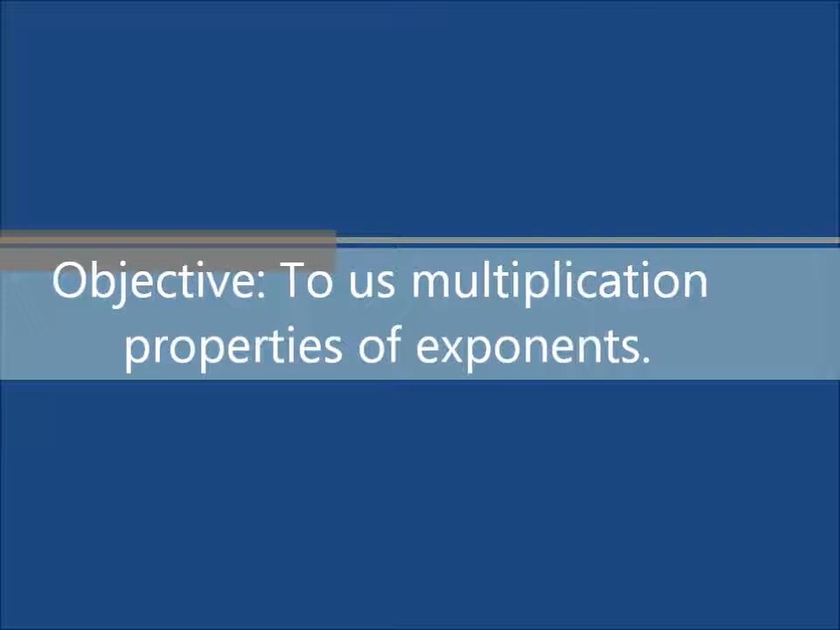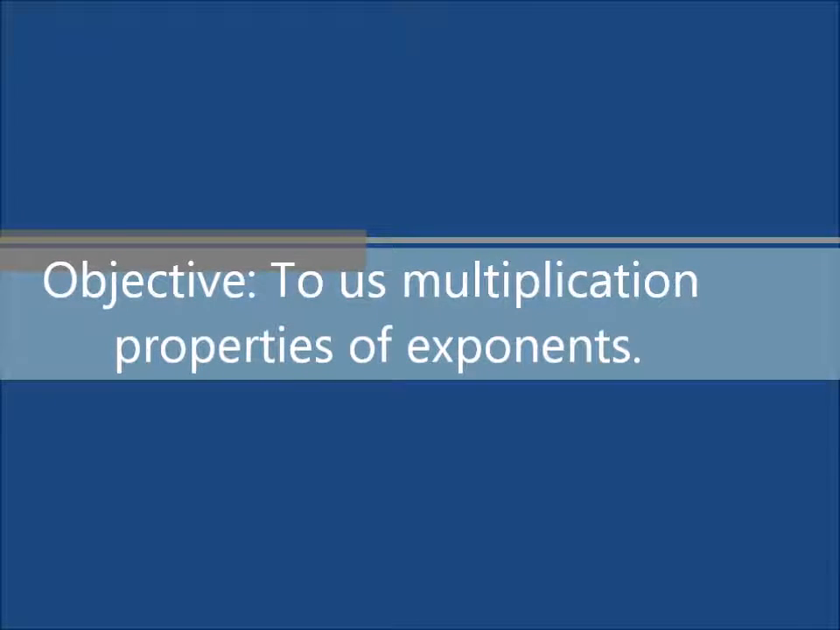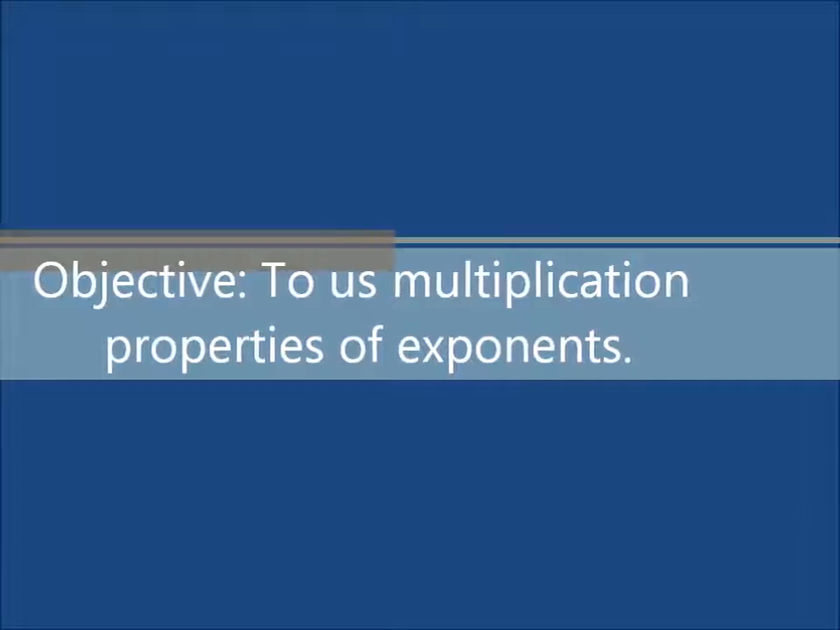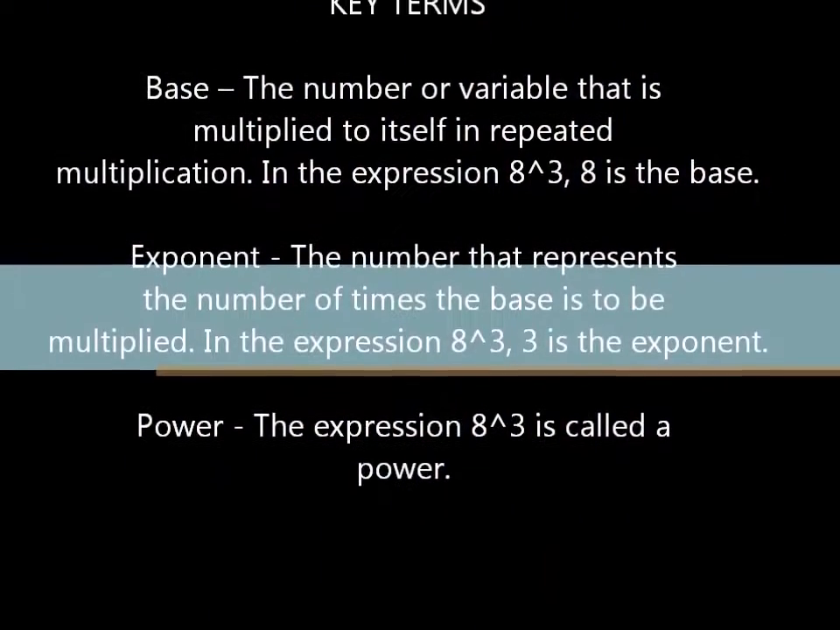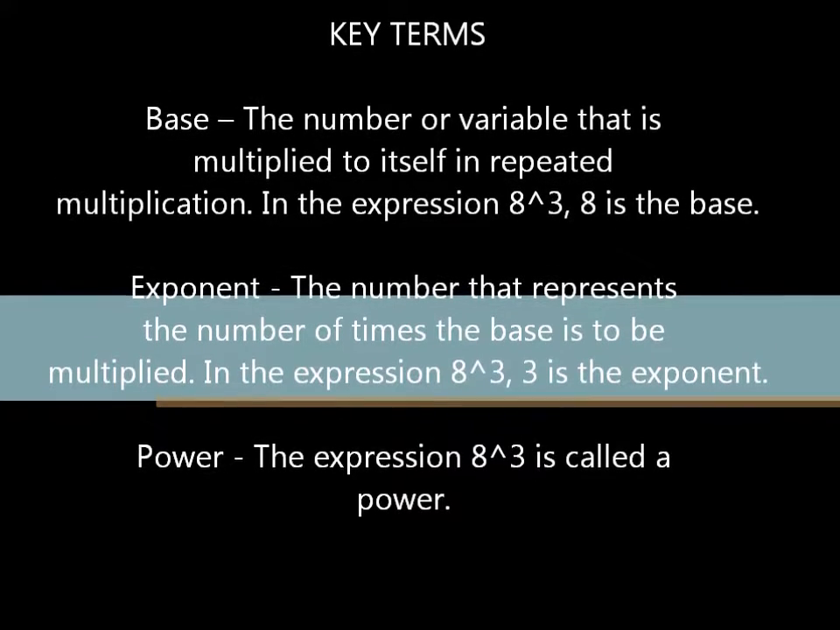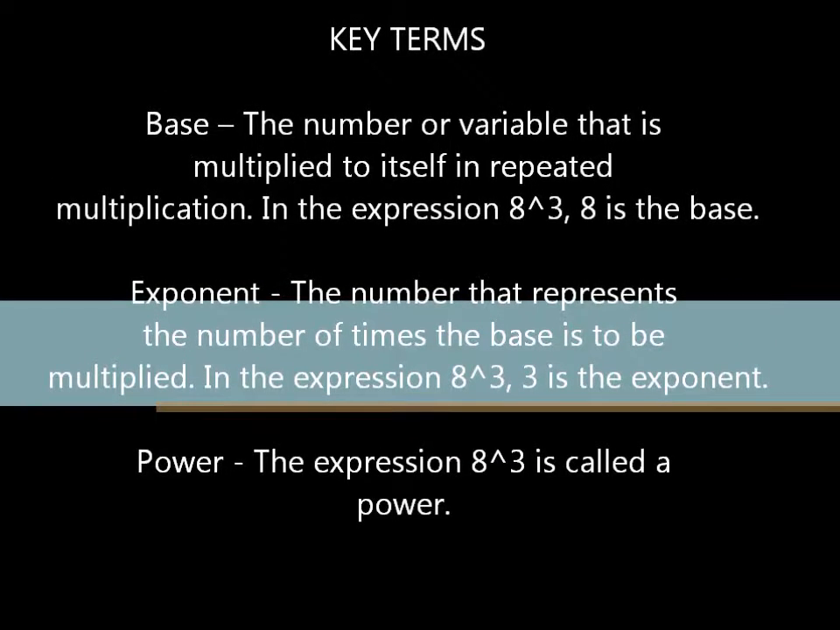Lesson 7.1, Part 1. Our objective is to use multiplication properties of exponents. Key terms. Base: the number or variable that is multiplied to itself in a repeated multiplication. In the expression a to the third power, a is the base. Exponent: the number that represents the number of times the base is to be multiplied. In the expression a to the third power, 3 is the exponent.